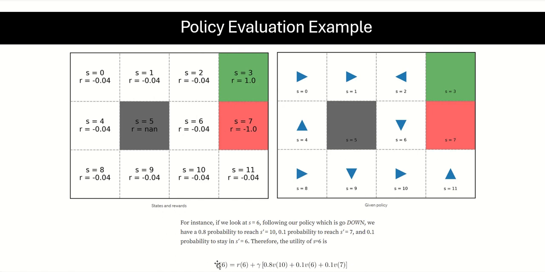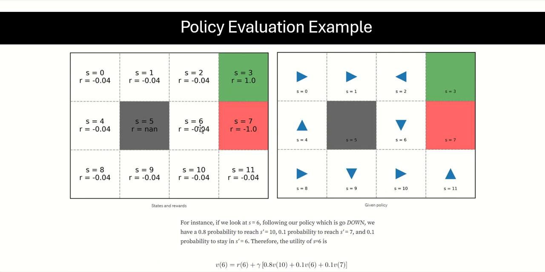For the new value of state 6, this is the immediate reward of state 6, which is minus 0.04, plus 0.8. Why 0.8? This is the transition probability. As we can see, the current action mapped to state 6 is down. So when we are at state 6 and we choose the action down, we have 80% probability to go to the down state. So it's 0.8 times the value of state 10.